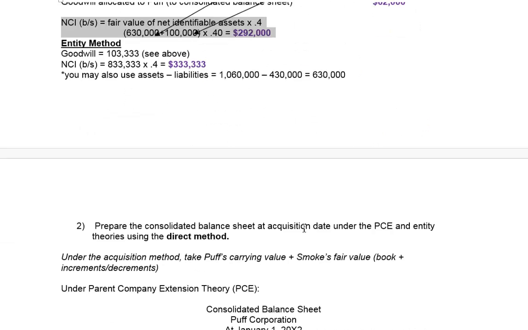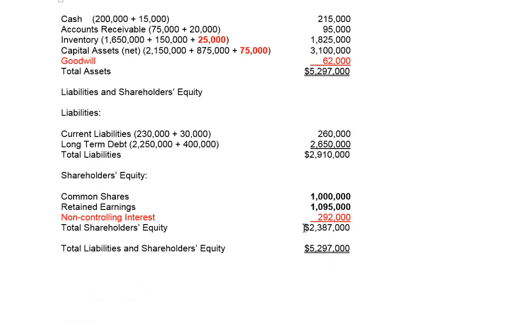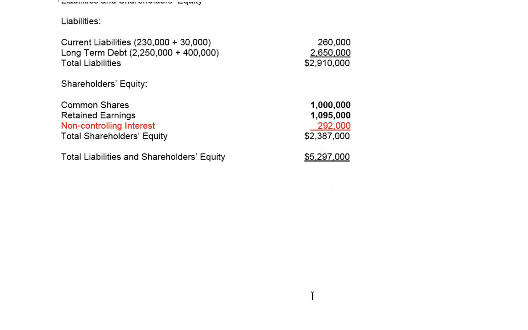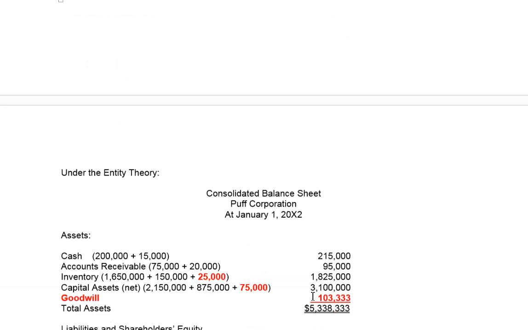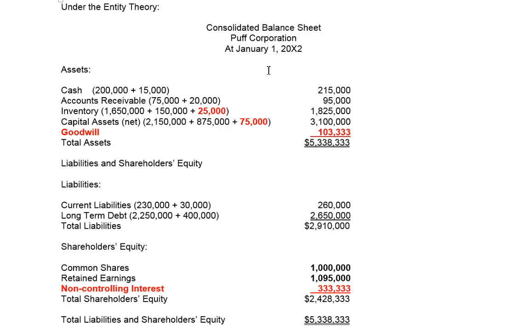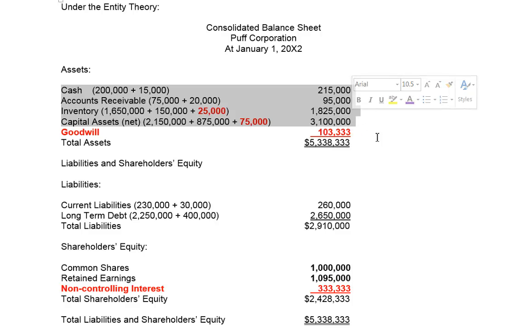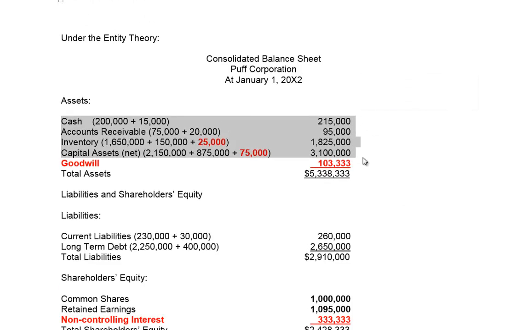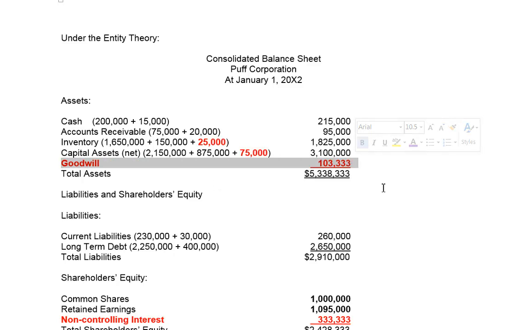So now we've got our total shareholders equity calculated, and we can see we end up in a balanced position on the balance sheet. Now, let's turn our attention to the entity theory. In fact, we've already done most of the work here. You'll notice that cash, accounts receivable, inventory, and capital assets are all the same under the entity theory as they are under PCE. Notice again, we've spotlighted the increments because we know in later chapters we're going to have to amortize them.